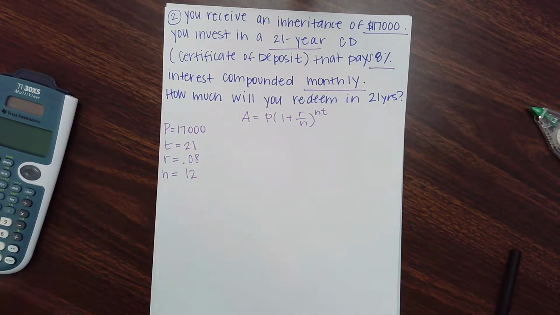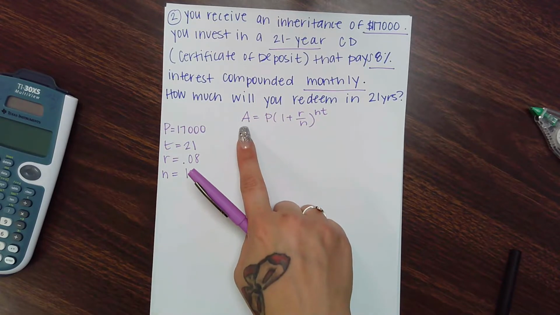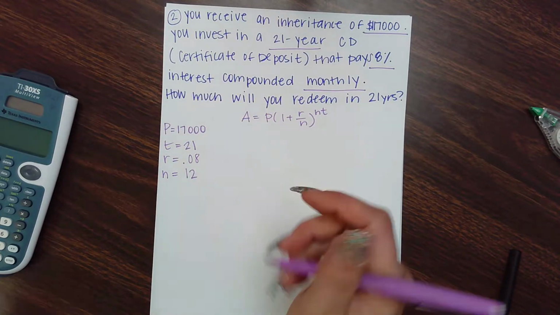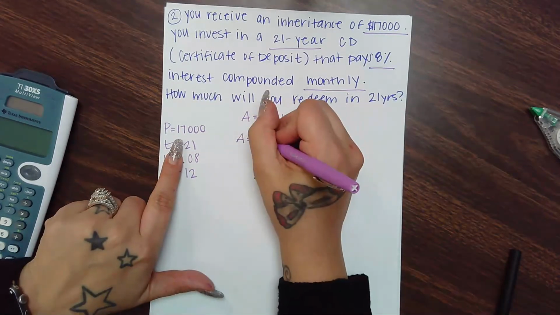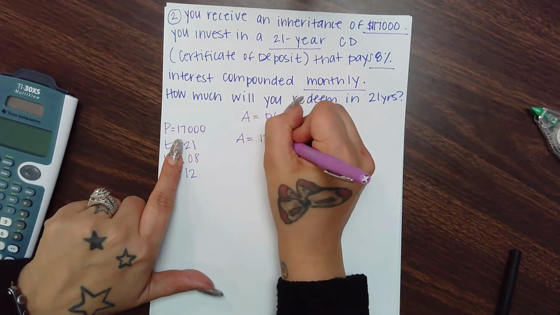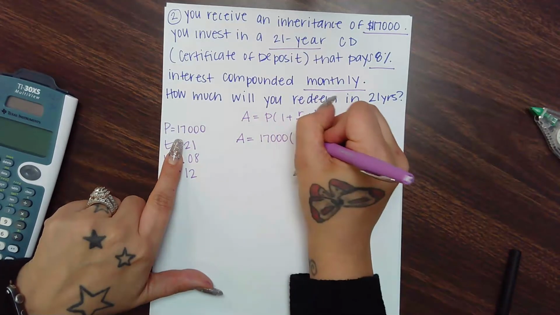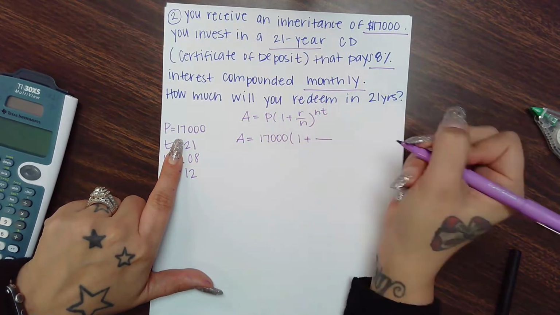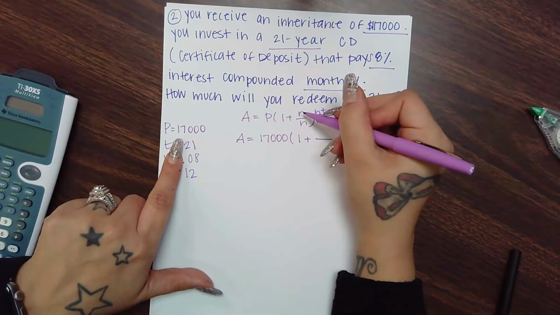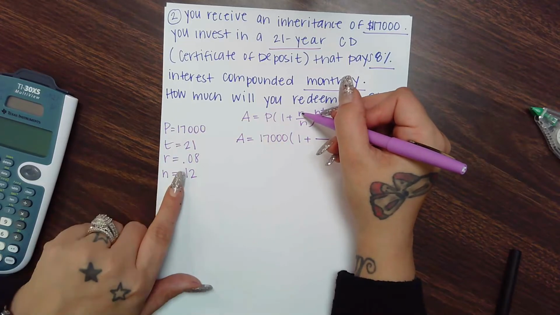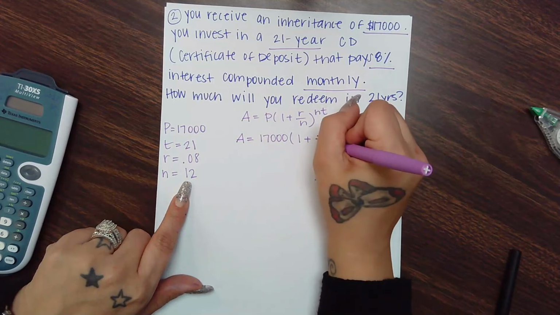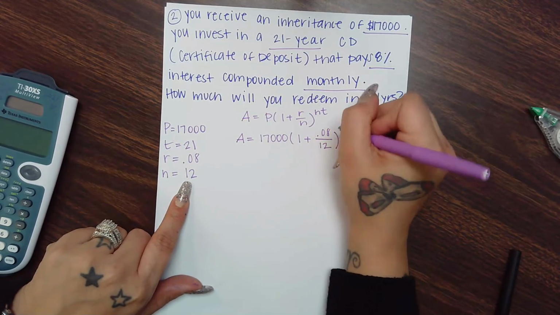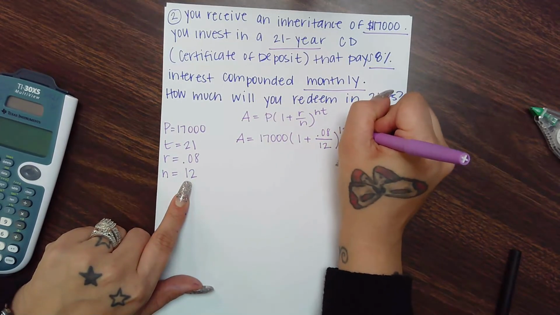How much will I redeem? What will I have in the future? I don't know. Let me solve for that. Okay, so A equals, you start with your P, which was 17,000, open 1 plus R over N for the fraction. It says take your rate, which is my 0.08, divide it by my N, which is 12, raise all of that to the N times T power.